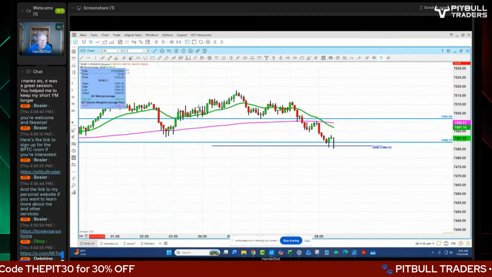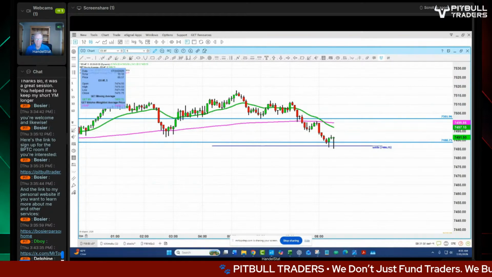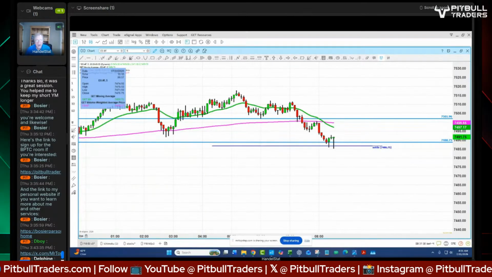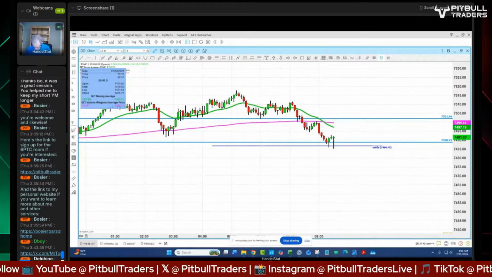Edit chart, and that is 1-4. Oh, 1-4. 1-4-1-0.